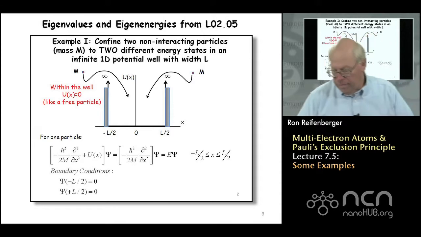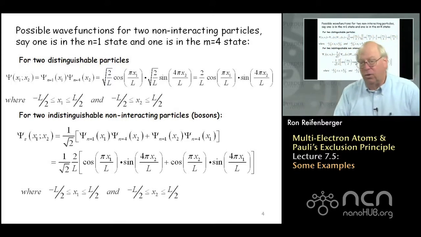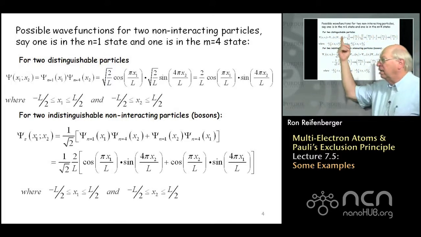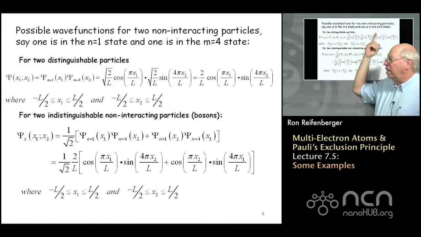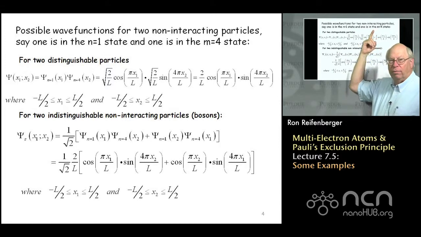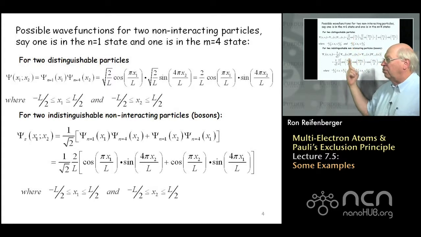And so to sort through that problem, I'd like to just pick two quantum states. So I'd like to say that one particle we know is in quantum state n equal to 1. The second particle is in quantum state m equal to 4. So these two states are completely different from one another. And I'd like to just write down the two particle wave functions for each case.